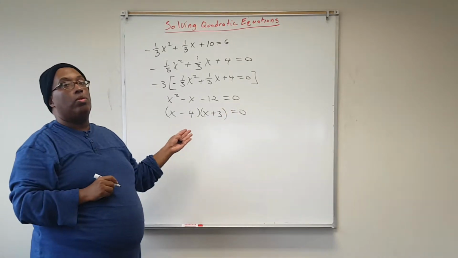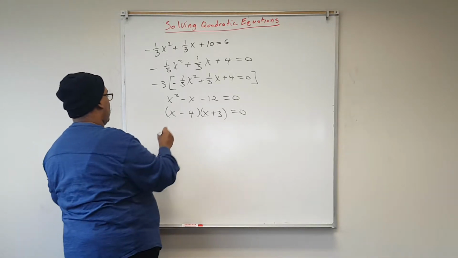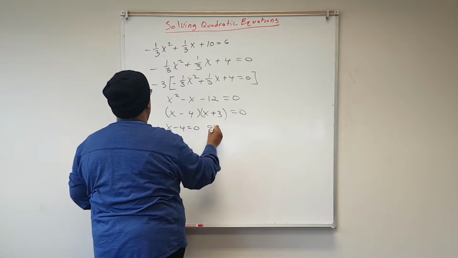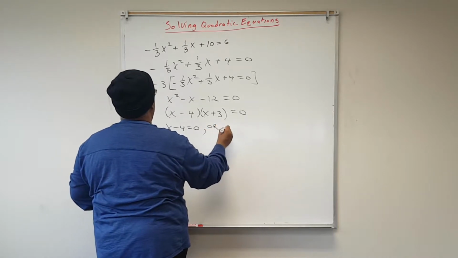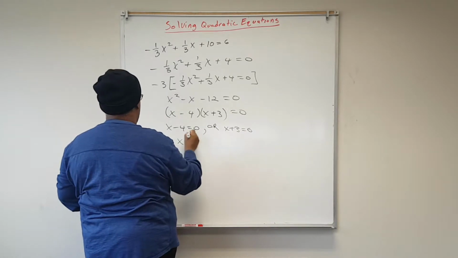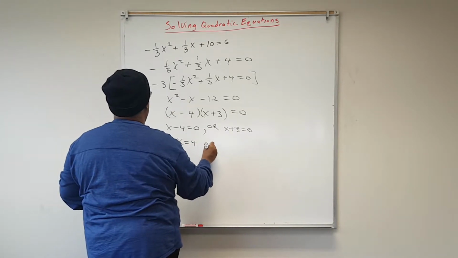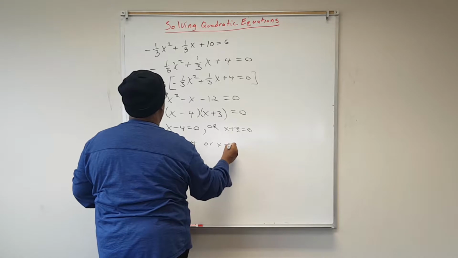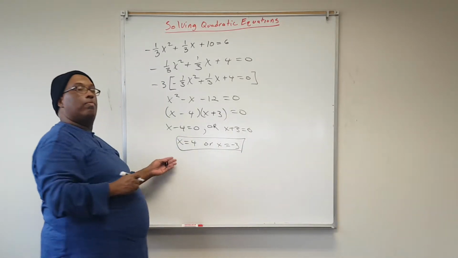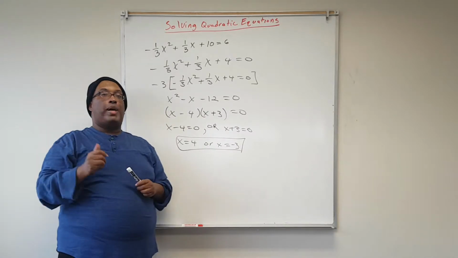Now we use the zero property and solve this. x minus 4 equals 0, or x plus 3 equals 0. x equals 4, or x equals negative 3. This problem is done. I'll be back with another example.